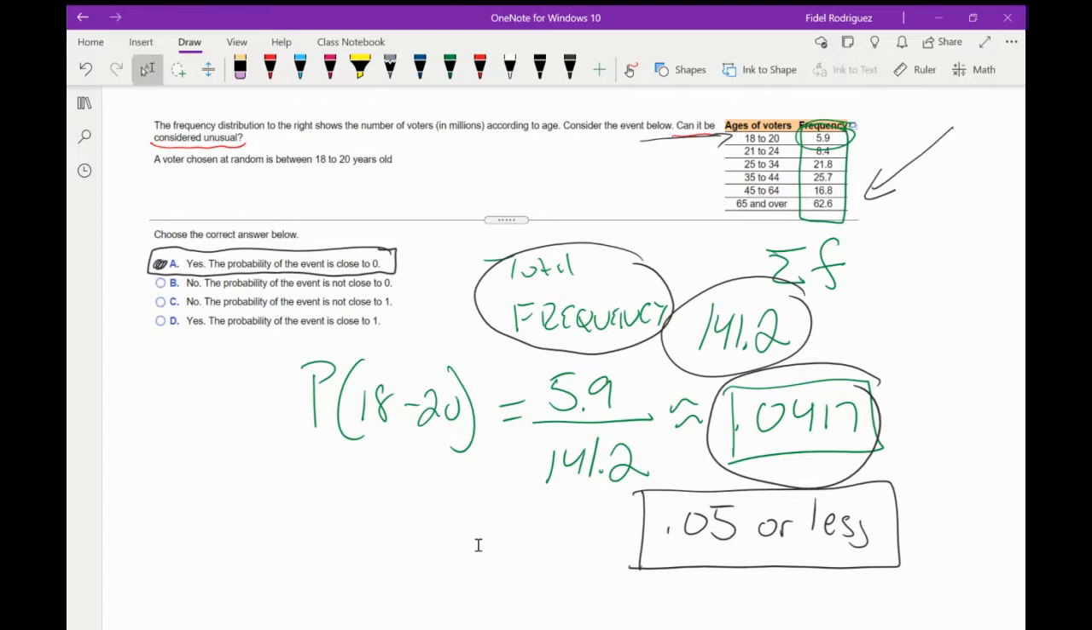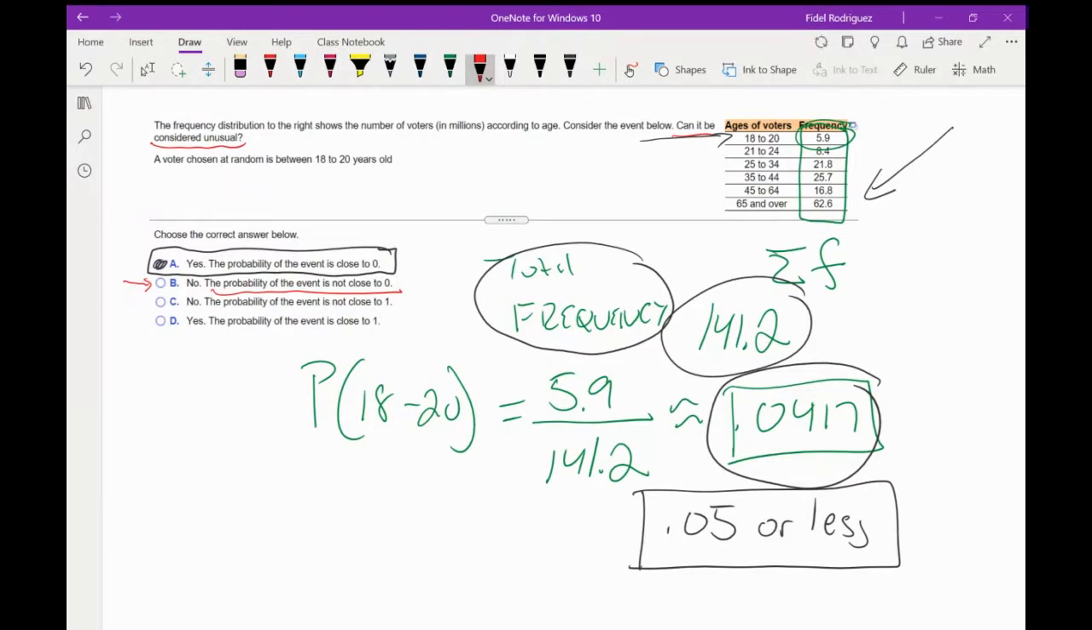What about letter D, the probability the event is close to 1, or more than 1? My probability will never be more than one. It might be close to one, but it wouldn't be more than one. So as long as it's 0.05 or less, I'm going to say yes. If it's not 0.05 or less, then my only other choice would be this one here, because it's not close to zero.